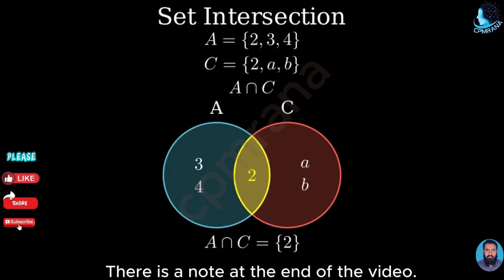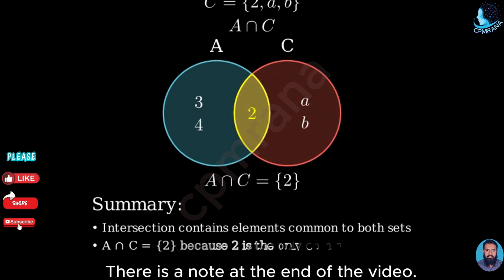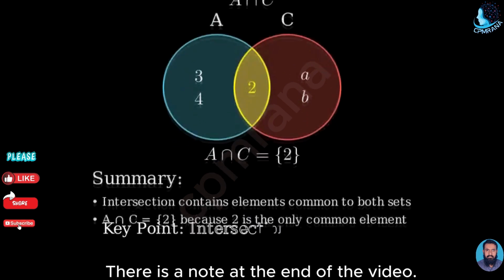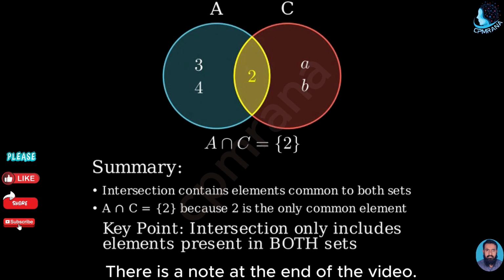To summarize, the intersection of two sets contains only the elements that appear in both sets. In our example, since 2 was the only element present in both set A and set C, the intersection A intersection C equals the set containing just 2. Remember, when finding the intersection of sets, we're looking for elements that are members of both sets. Elements that appear in only one set are not included in the intersection.